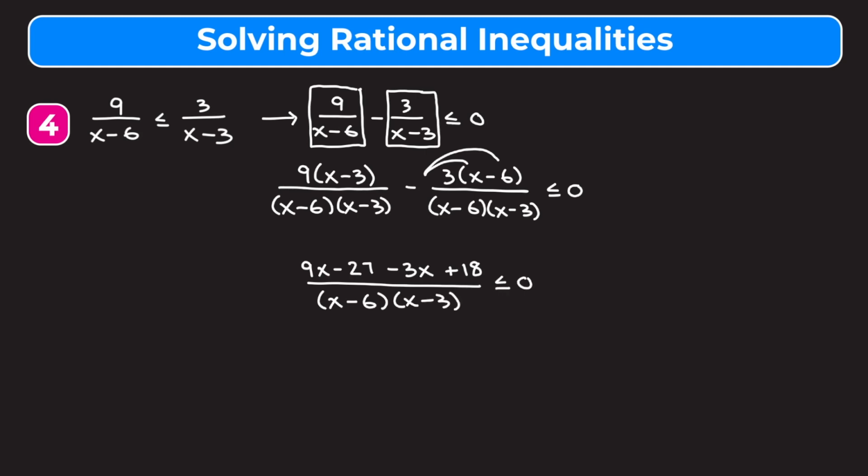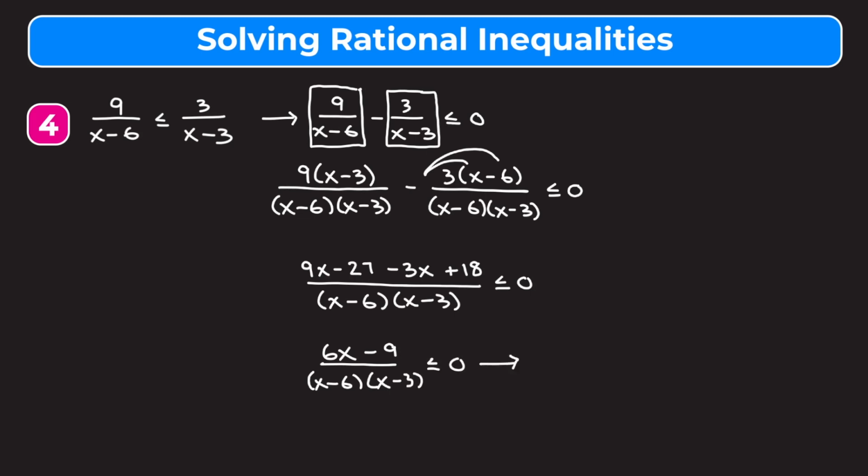And now I have to simplify the top. So 9x minus 3x is 6x. Negative 27 plus 18 is going to give me a negative 9 on the top. And this is over x minus 6 times x minus 3. This is less than or equal to 0.